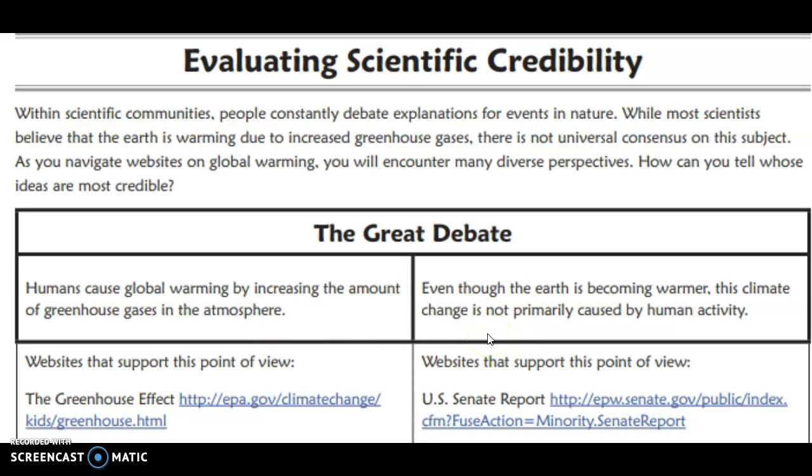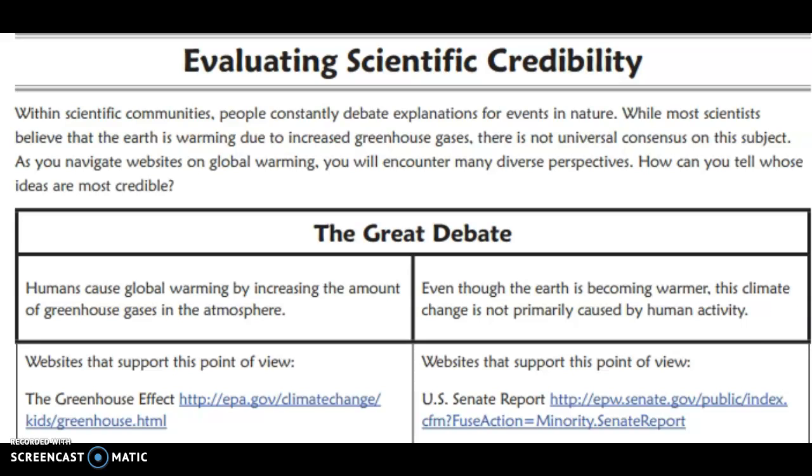Another perspective, or another scientist, says even though the earth is becoming warmer, this climate change is not primarily caused by human activity. So this scientist says it's us. We're causing this issue, right? Whereas this particular scientist is saying, no, not so much.